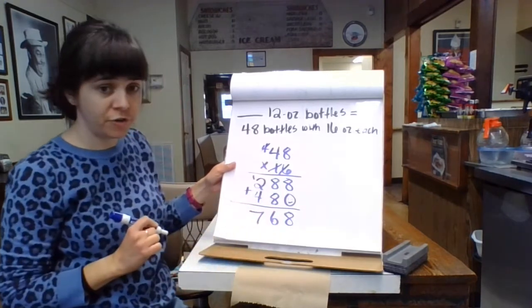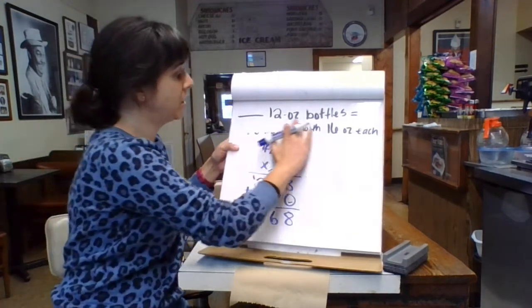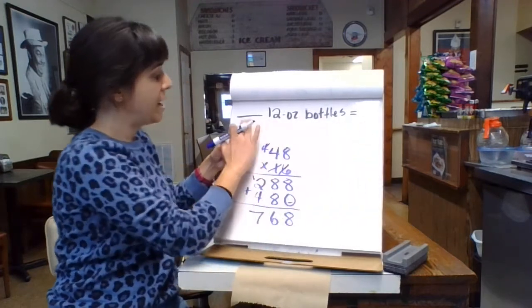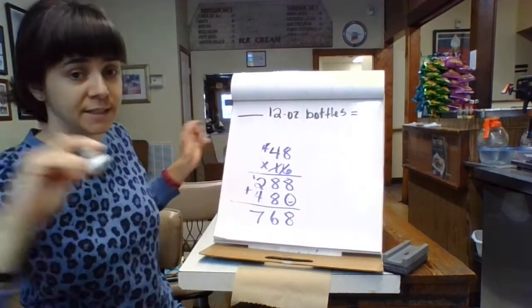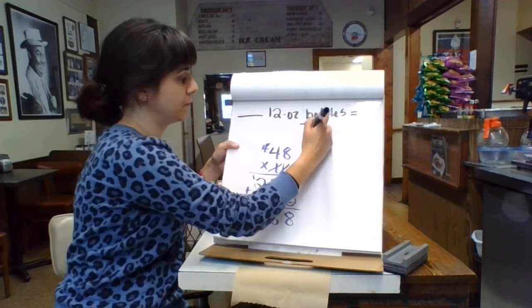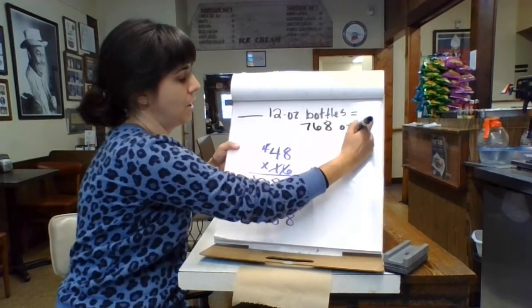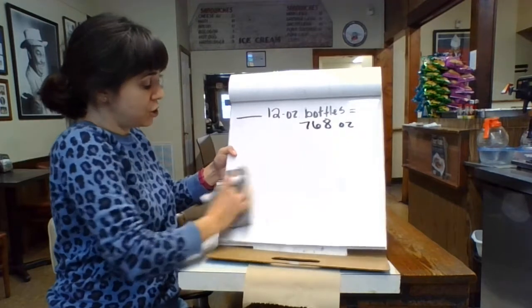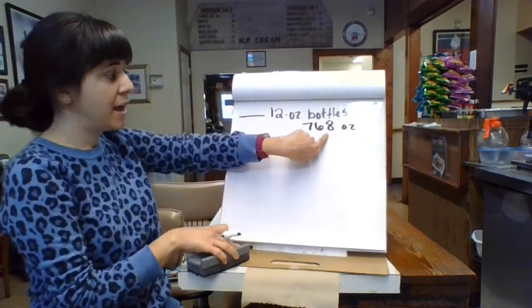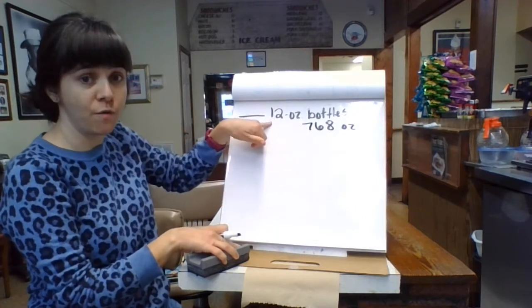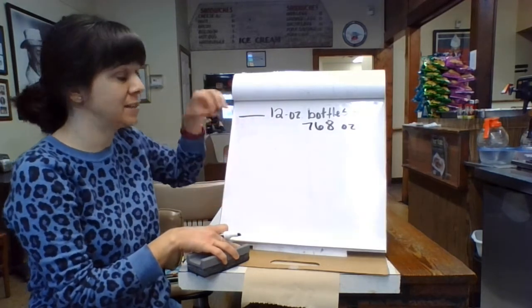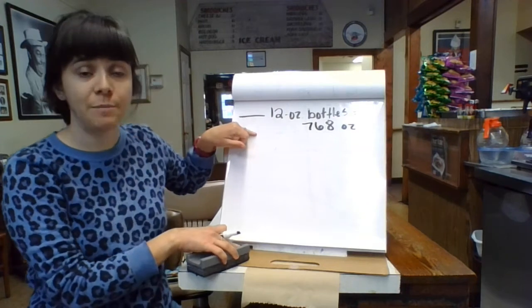I get 768, okay? So I'm just going to erase this part and say how many 12-ounce bottles equals 768 ounces? Okay, now, this is how much total liquid I have. And I want to know if I'm pouring out 12-ounce bottles over and over, or I'm repeatedly subtracting 12, how many bottles would I need?